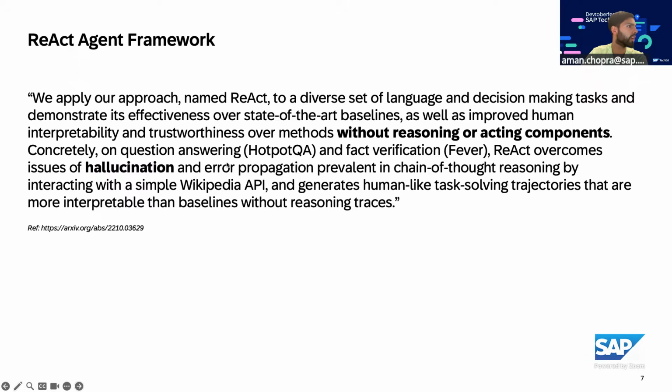Concretely, on question answering and fact verification, and these are two famous benchmarks, React overcomes issues of hallucination and error propagation prevalent in chain of thought reasoning by interacting with the simple Wikipedia API and generates human-like task-solving trajectories that are more interpretable than baselines without reasoning traces. So this is really reiterating that same statement I was saying earlier about how agents can reduce hallucinations without even needing a reasoning model as the LLM, just by bringing in tools and having access to these tools alone.